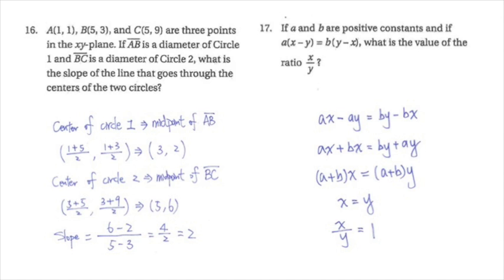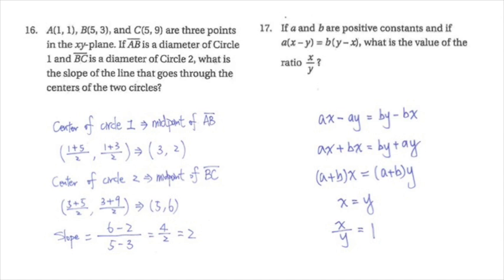The same method goes for the second circle, so we're finding the center of the circle by finding the midpoint of points B and C, which is 5 plus 5 over 2 and 3 plus 9 over 2, which is 5 and 6. So we have the two centers, so now we find the slope of the 2 points, which is 6 minus 2 over 5 minus 3 equals 4 over 2, which is 2.